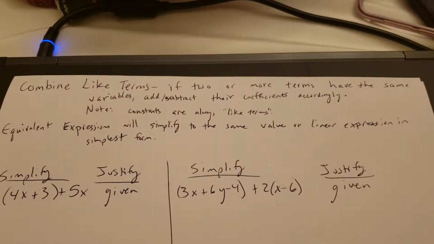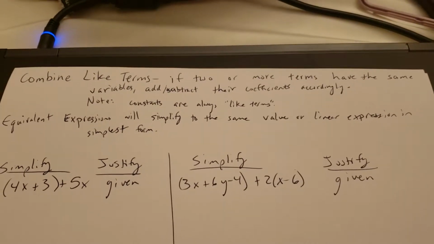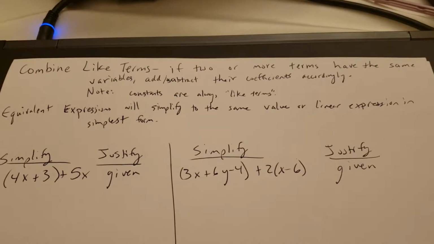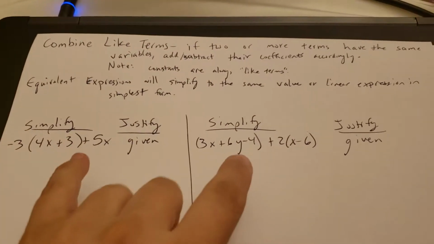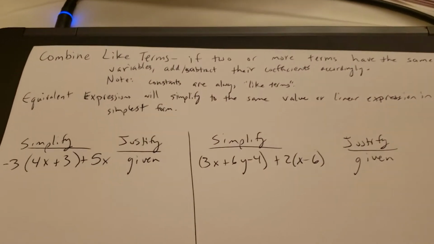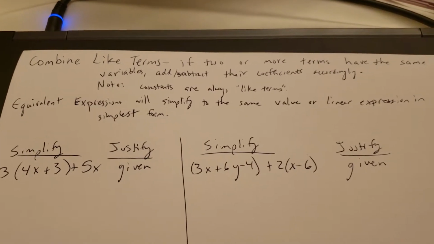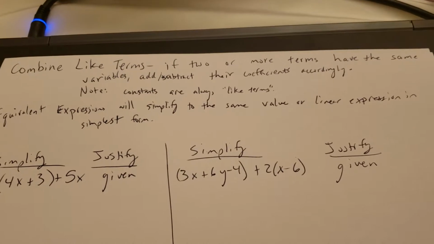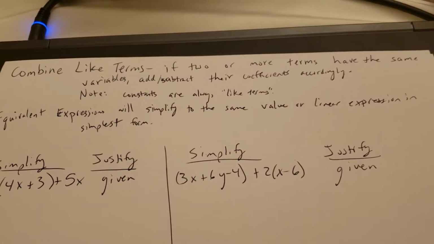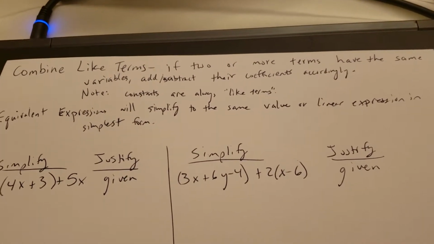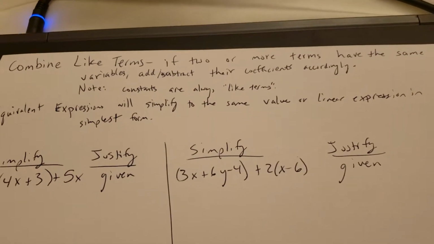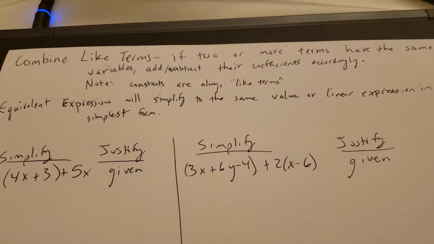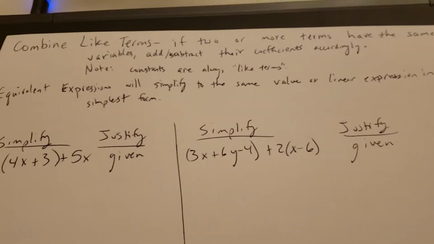I'm going to talk about combining similar terms, or like terms, and equivalent expressions, and just a couple of examples of simplifying some linear expressions. Combining like terms just means if I've got two or more terms that have the same variables, you can add and subtract the coefficients however they're added or subtracted, and then you can simplify that into one term. Constants are always like terms, always, always.